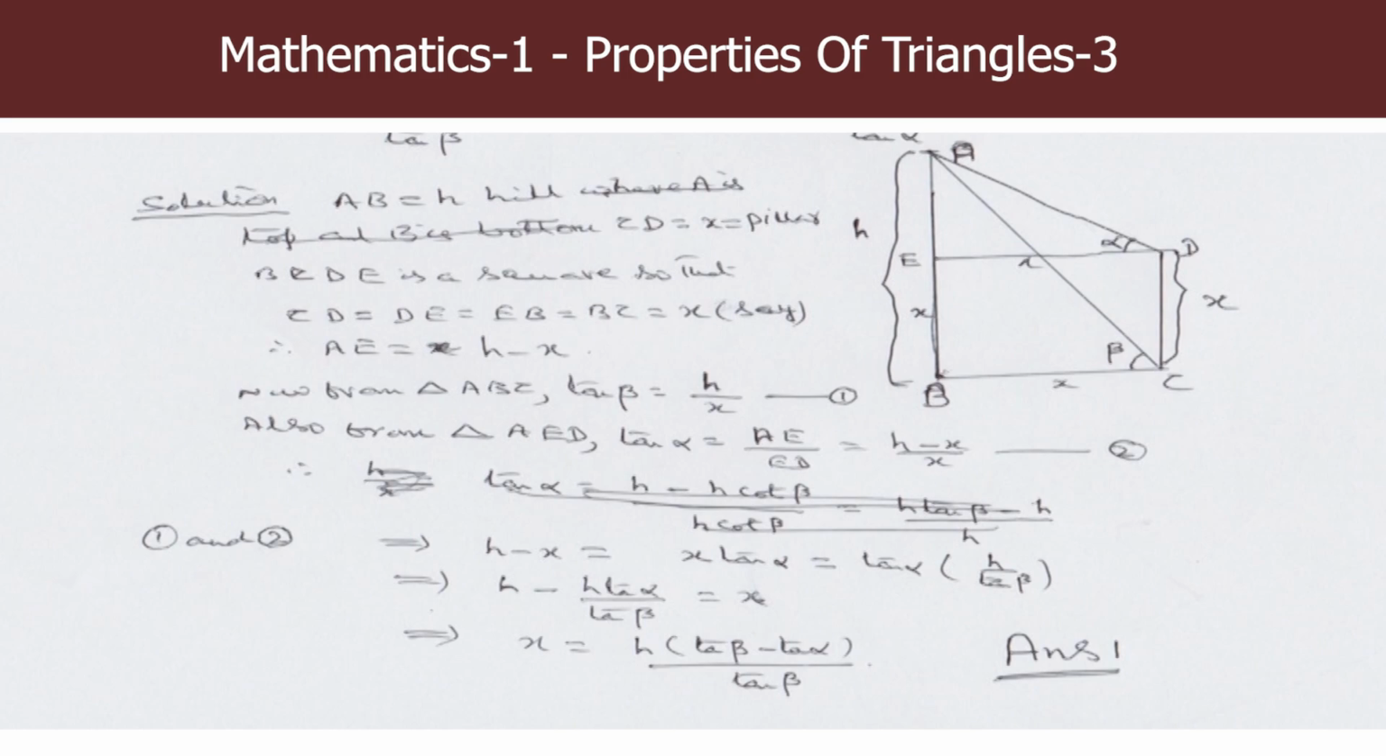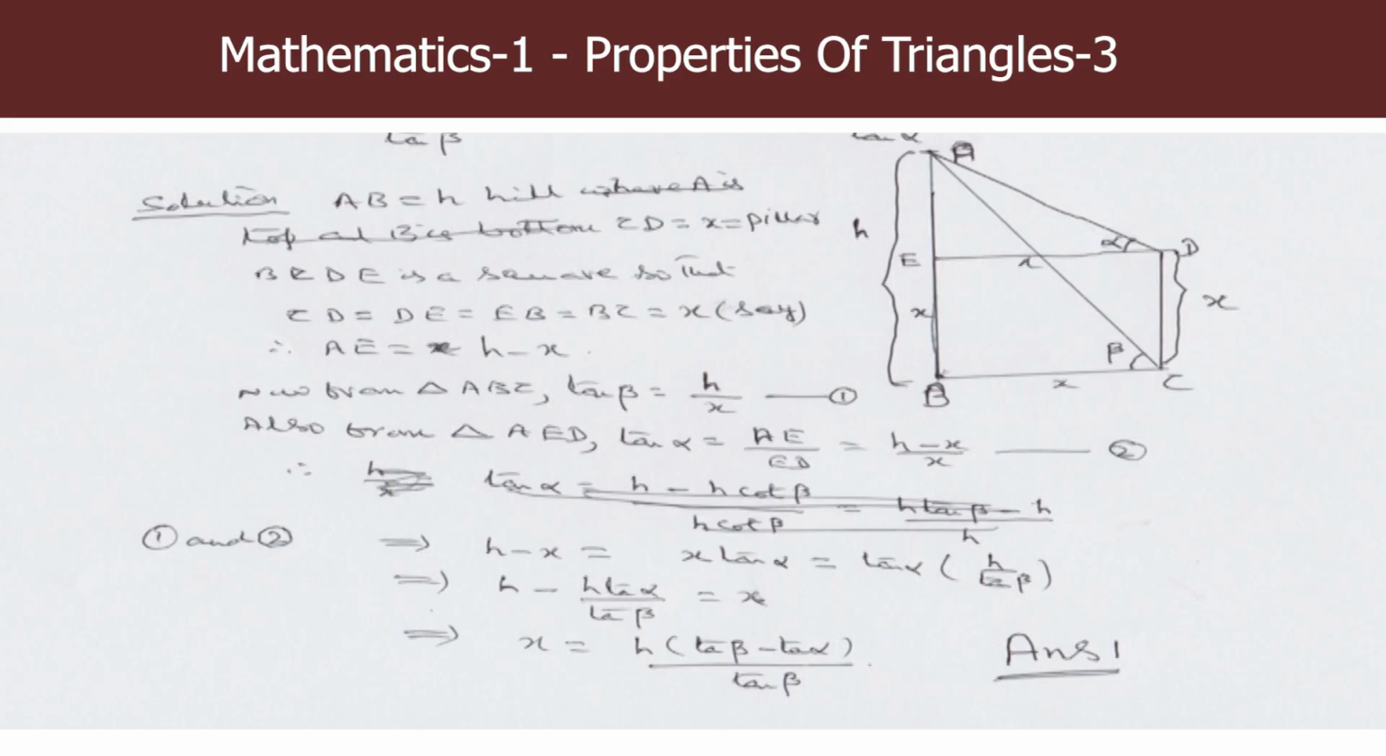Suppose the side of the square is equal to X. Then AE is equal to H minus X, because AB is equal to H and BE is equal to X. So AE is equal to H minus X.